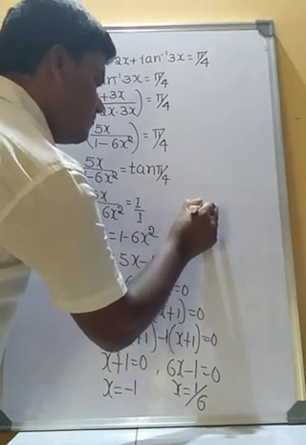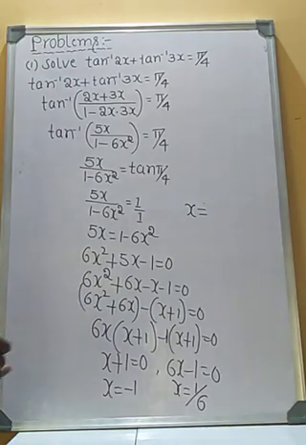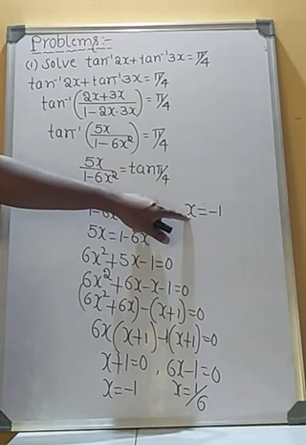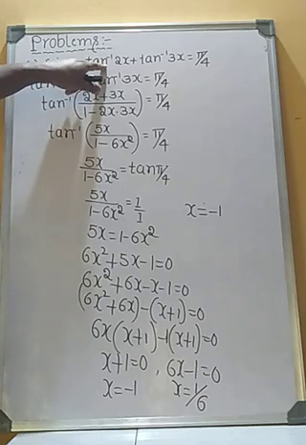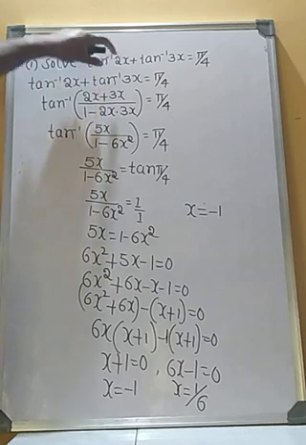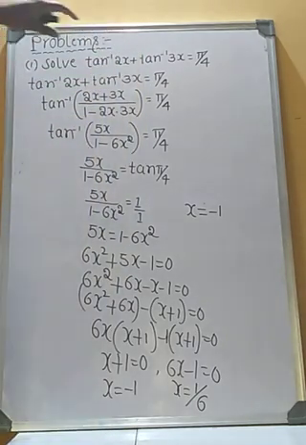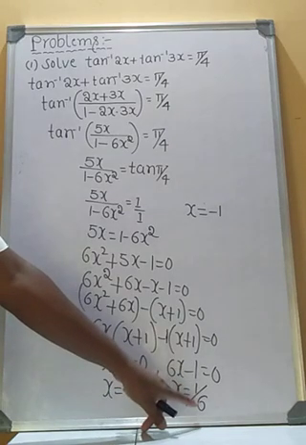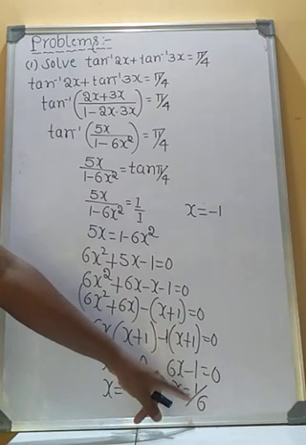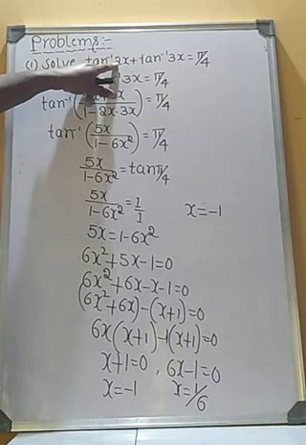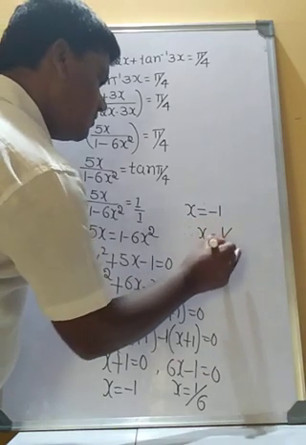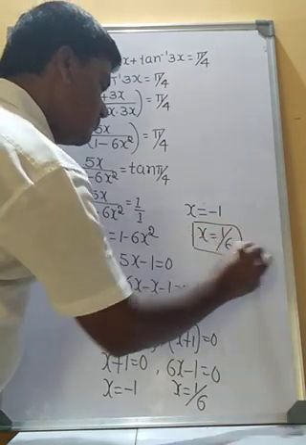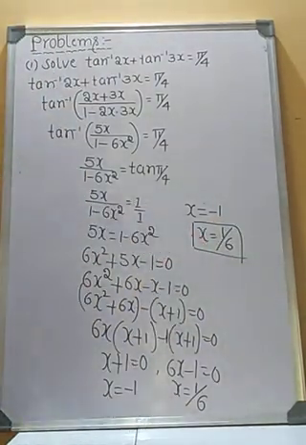Here x equal to minus 1 does not satisfy the given equation, as the left hand side of the equation becomes negative, and x equal to 1 by 6 is the only solution of the given equation. So the value of x is 1 by 6.